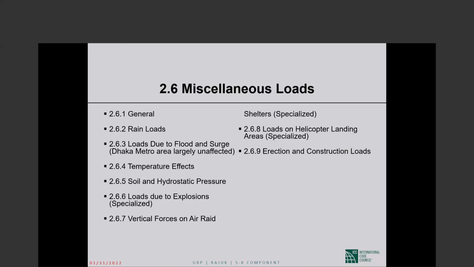Temperature effects, soil and hydrostatic pressure, loads due to explosions. I said that that's a specialized topic that we would not go into. Vertical forces on air raid shelters, also very specialized, and loads on helicopter landing areas.